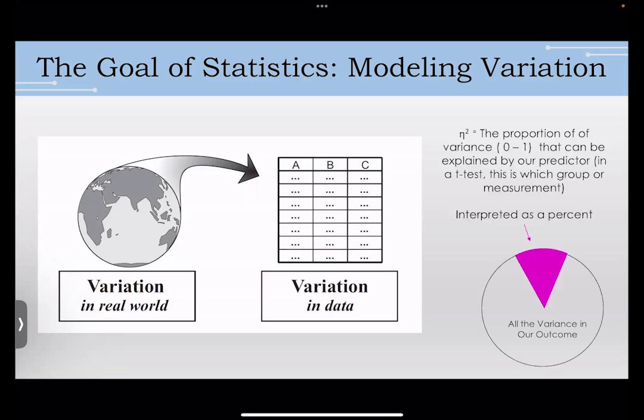I'm off my soapbox. So look at this, right? If this is all of the variance in our outcome, then that portion that we were able to capture with our predictor variable, that's our eta. It goes from 0 to 1. In a t-test, what's our predictor? It's just which group you're a part of, right? We only have 2 groups. So it's which 2 groups you're a part of.